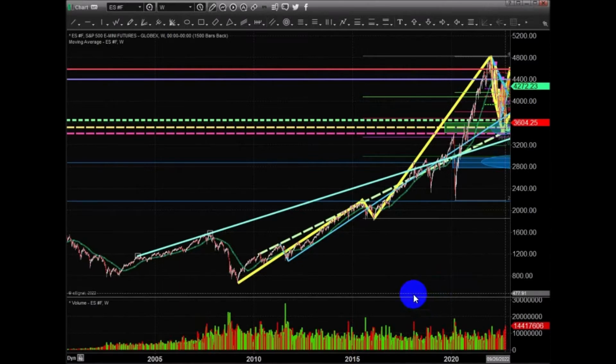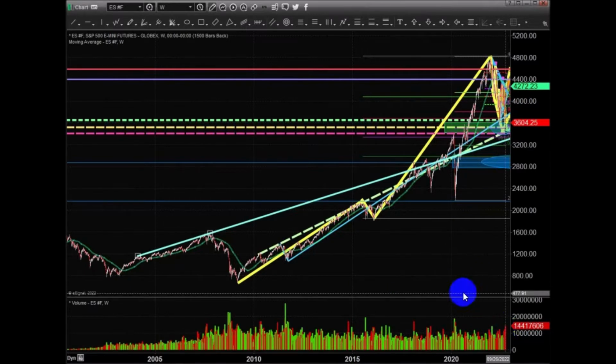Today is October 1st. It is fairly early in the morning. We are looking at the E-mini S&P weekly chart. We've got a lot of volatility and rotation taking place over here. We've got a lot of volume showing up.